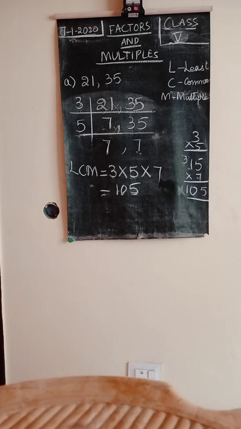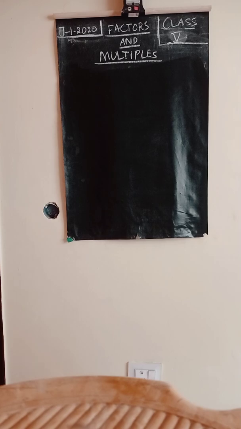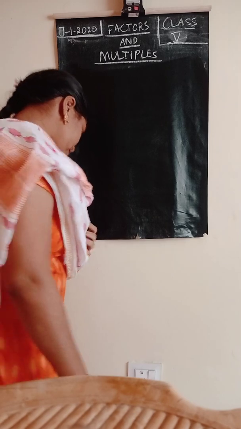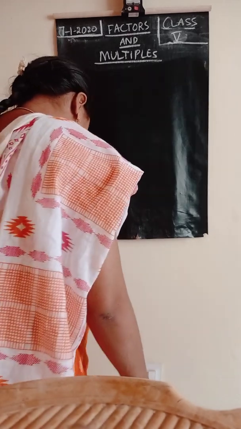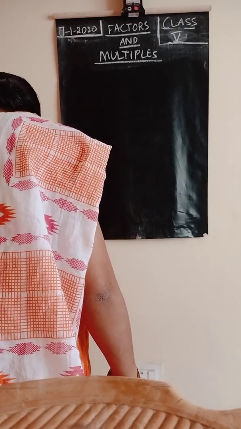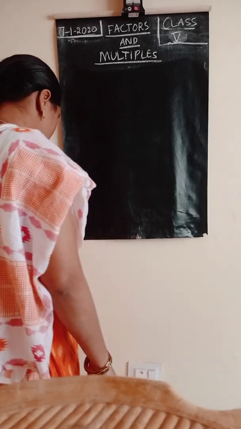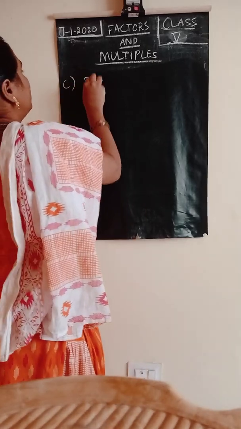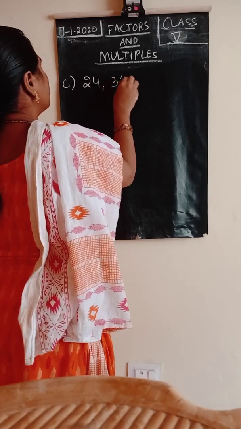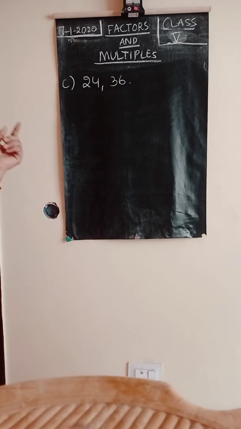Let us see one more example from exercise 4, page 70, exercise 5, page 57, 4th Roman, C sum. Okay, 24 and 36. We will do this sum in order to differentiate.